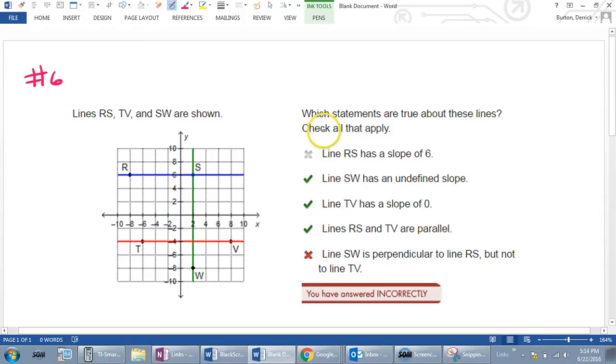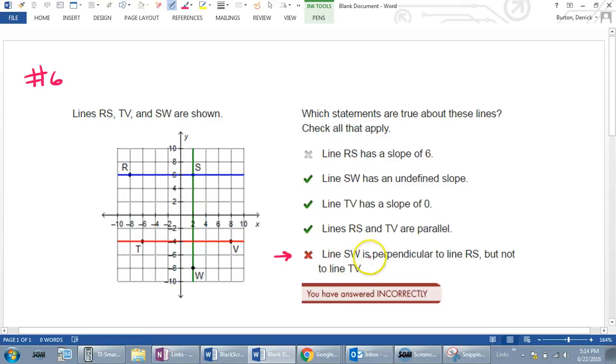Okay. Yeah, okay, everything is as shown. Which statements are true about these lines? Check all that apply. All right. It looks like you had everything right except for the last one. Okay, so let's just talk about that.